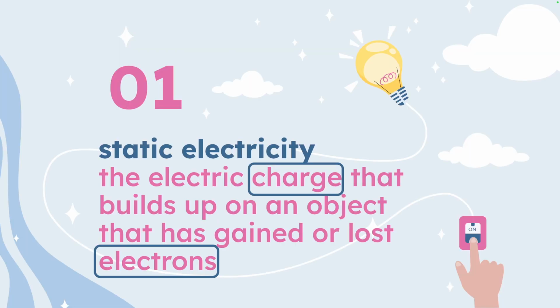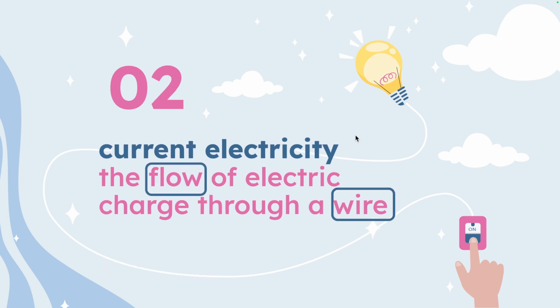There are two words to know, the first of which is static electricity. Static electricity is the electric charge that builds up on an object that has gained or lost electrons. So make sure you write that down. Current electricity is the flow of electric charge through a wire.